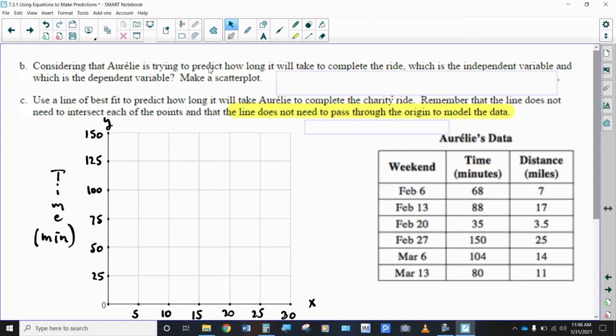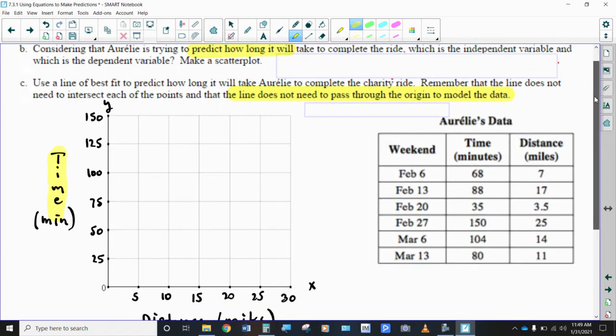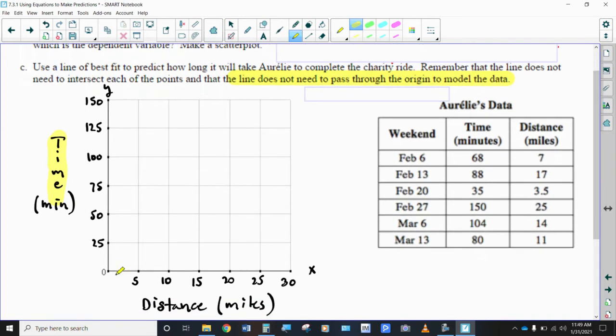Considering that Arlie is trying to predict how long it will take. We're going to make the time, or how long it will take, your dependent variable. Because how long did it take? It depends. How far did she go, right? So the independent variable is, in this case, going to be the distance. So you are keeping track of the distances that you are traveling, and you are trying to see how much time it took you to go those distances.